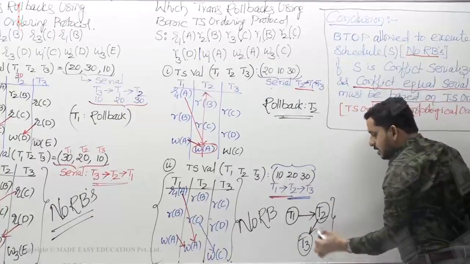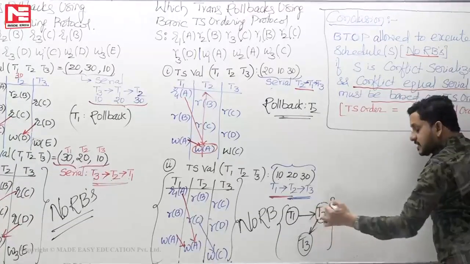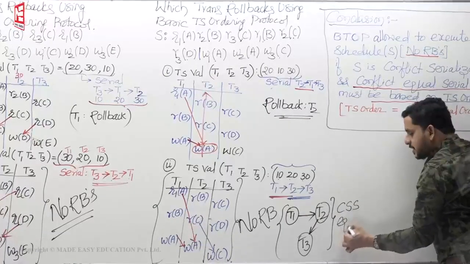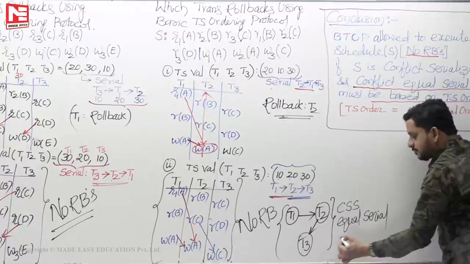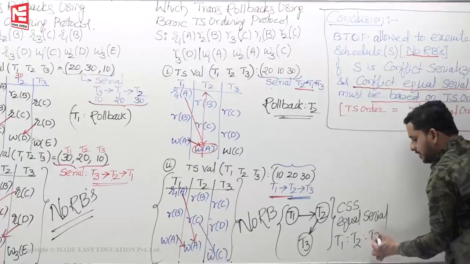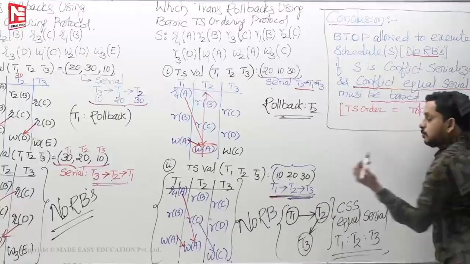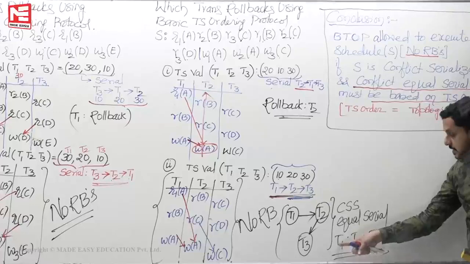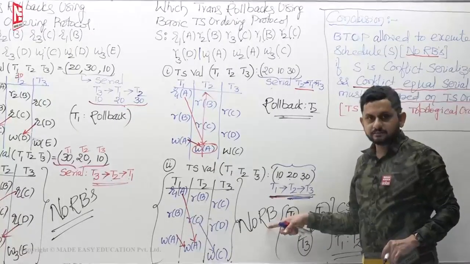See, this is the precedence graph of the conflict serializable schedule. The precedence graph is acyclic, so the schedule is conflict serializable, and the equal serial schedule is the topological order. What is the topological order for this one? T1 has in-degree 0, then T2, then T3. This topological order and the timestamp order are both the same. Timestamp order T1, T2, T3, topological order T1, T2, T3. For such schedules, you will not get any rollbacks.